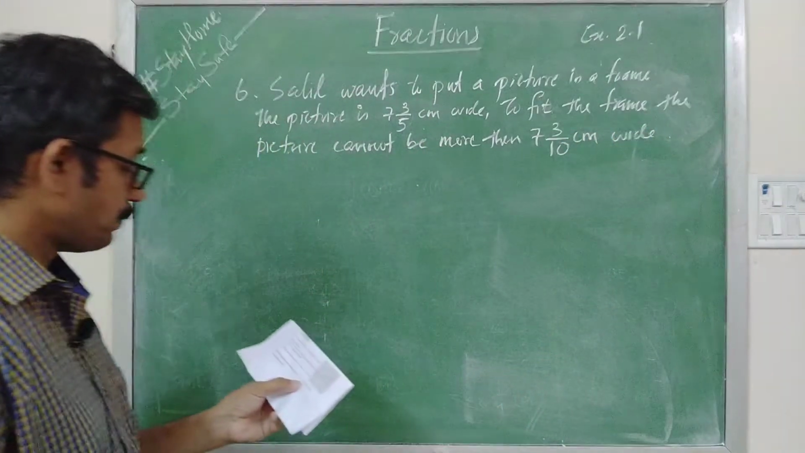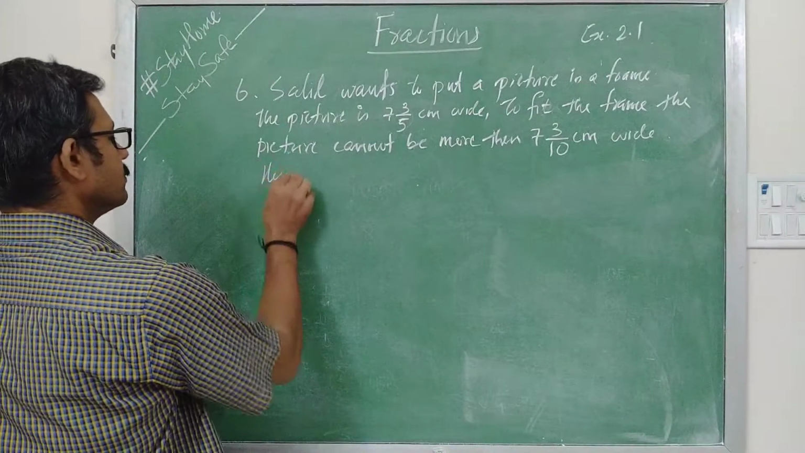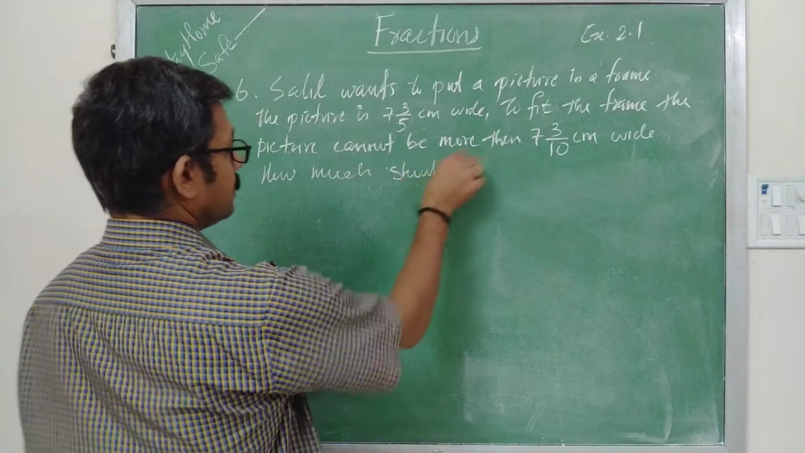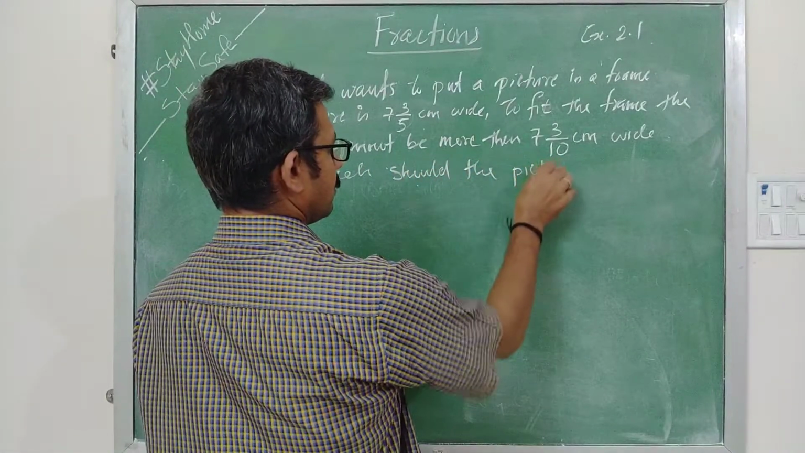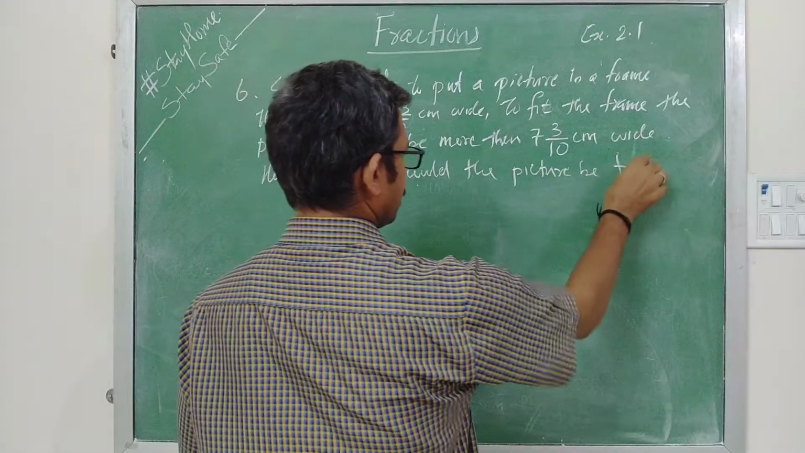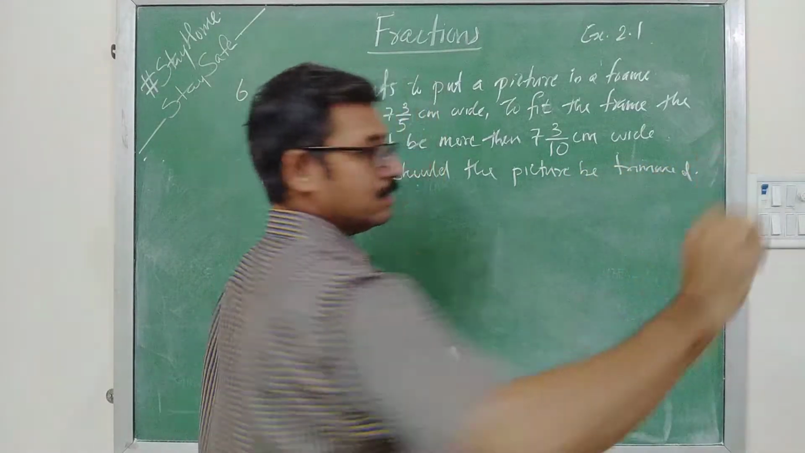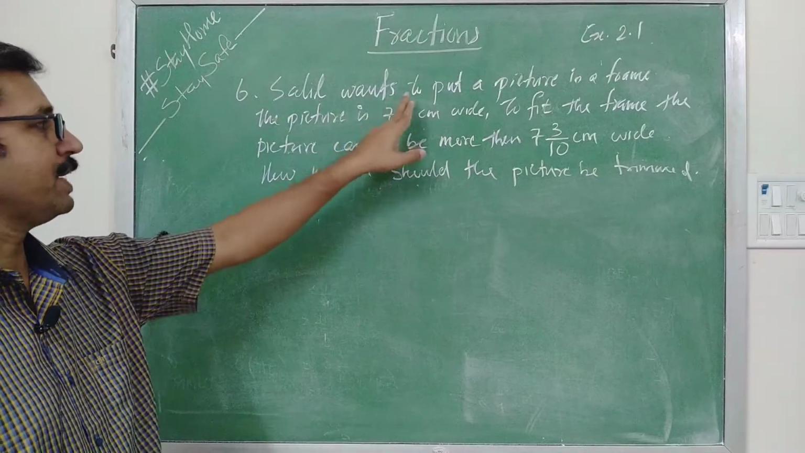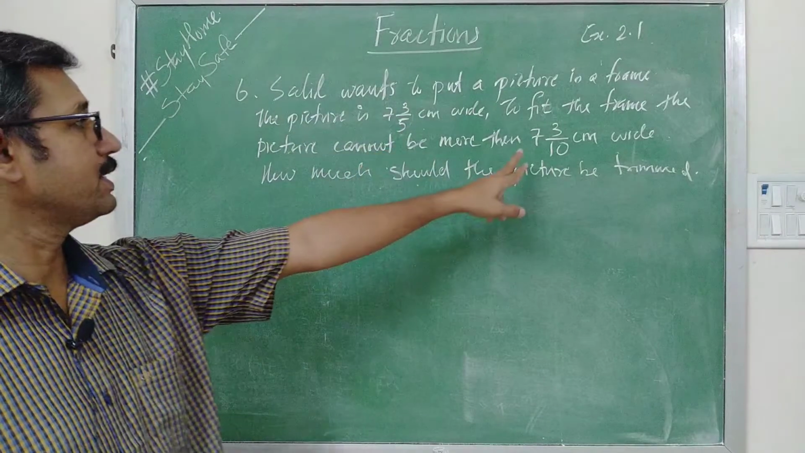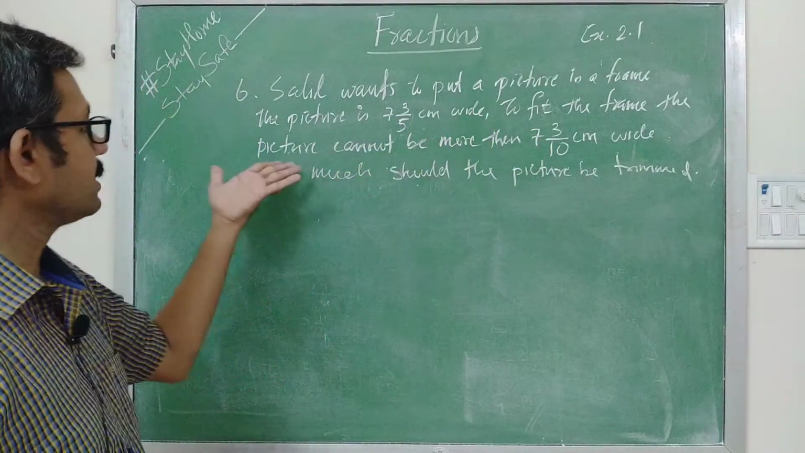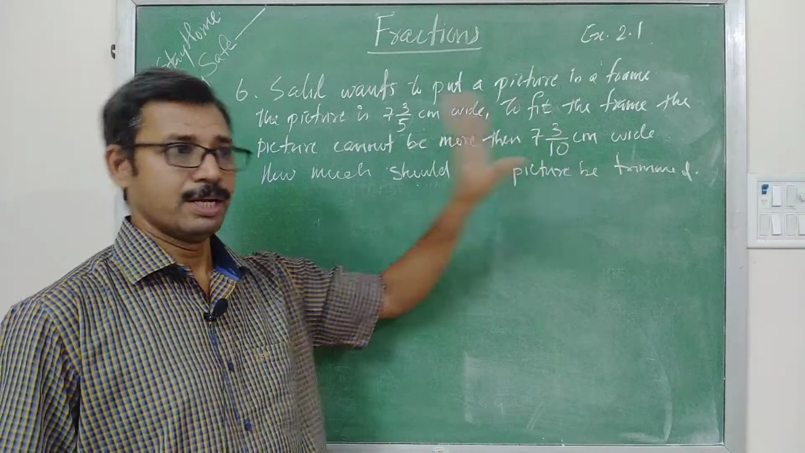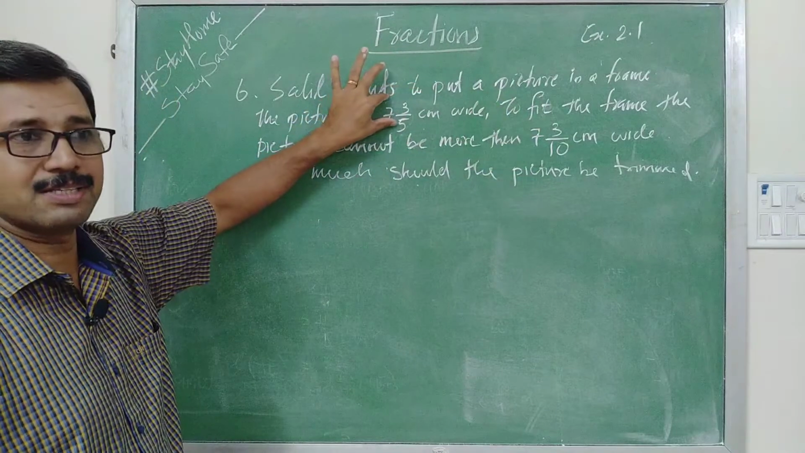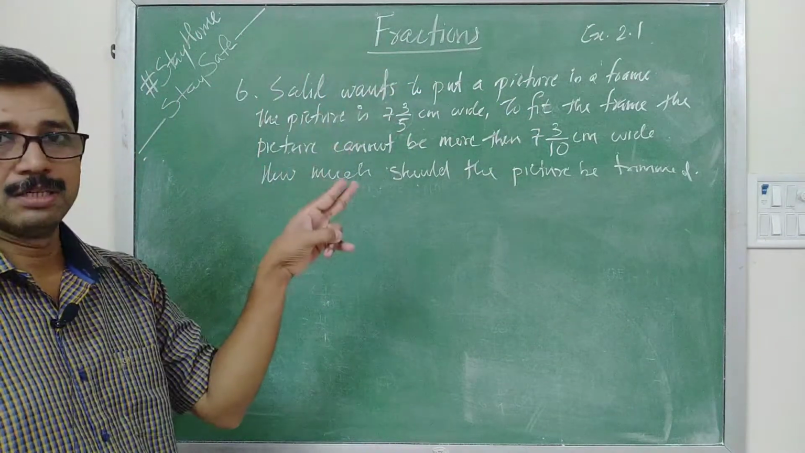How much should the picture be trimmed? That is the question here. So I hope you understand the question. Actually, the picture's width is 7 integer 3 upon 5. Now the board's width is 7 integer 3 upon 10. Obviously this picture cannot fit into it. It means the picture's width is greater, so it must be trimmed. How much to be trimmed?